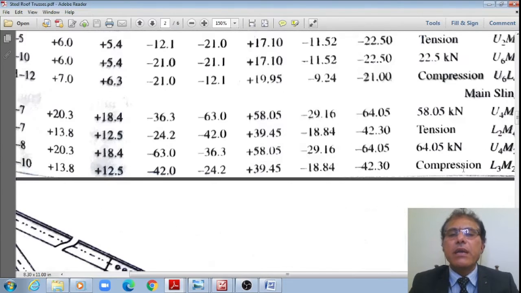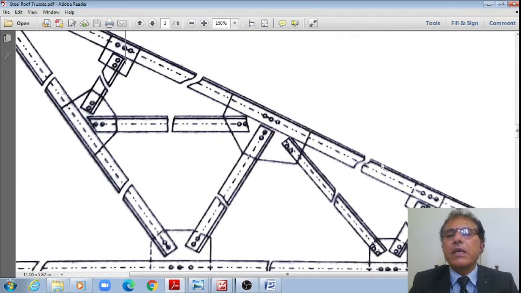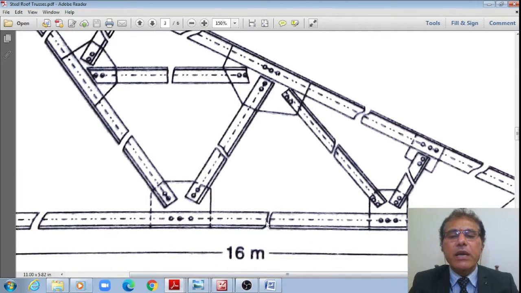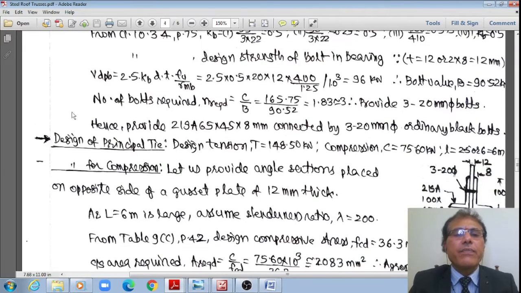Or in elevation, this top member, which is the principal compression member, we have designed along with the bolted connection. This is a gusset plate, which is connected to the member by means of 3 bolts. Now, once I conclude that, let me see the design of the bottom chord member, the principal tie. We already analyzed the principal tie, student. Let me initiate the design of the principal tie.